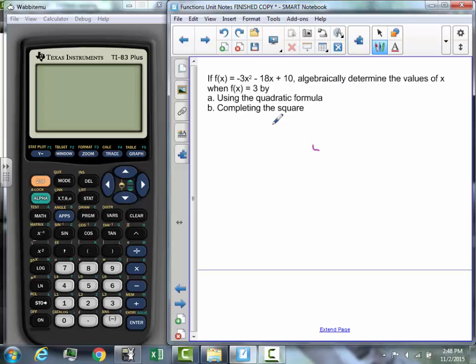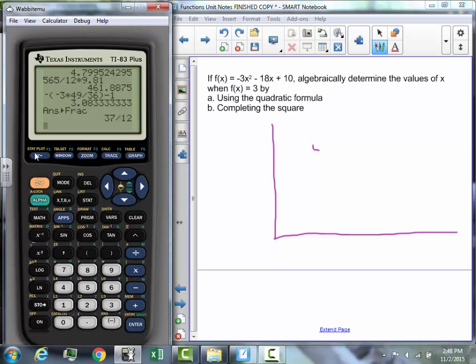What you could do right off the bat is just graph this thing. So I'm just going to go over here, y equals minus 3x squared minus 18x plus 10. Actually, no, I'm going to just do it on a regular graph just to start to see where it shows up at. Okay, maybe this doesn't really fit the diving board question quite as well. But ultimately, what I'm asking you to do is figure out where it equals 3.